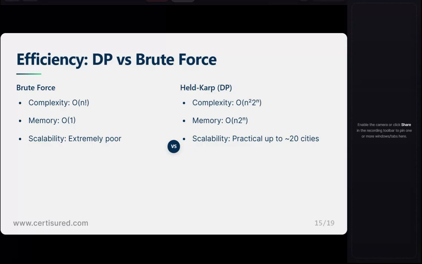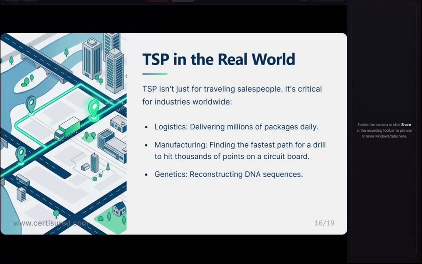How much did we actually save? Brute force has a complexity of O(n!), which is essentially unusable for anything beyond a handful of cities. Held-Karp, our DP approach, brings that down to O(n²·2ⁿ). It uses more memory to store that lookup table, but it makes problems with 20 cities solvable in seconds rather than centuries.